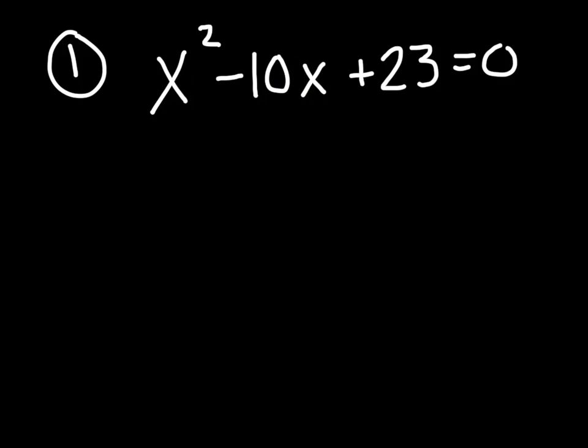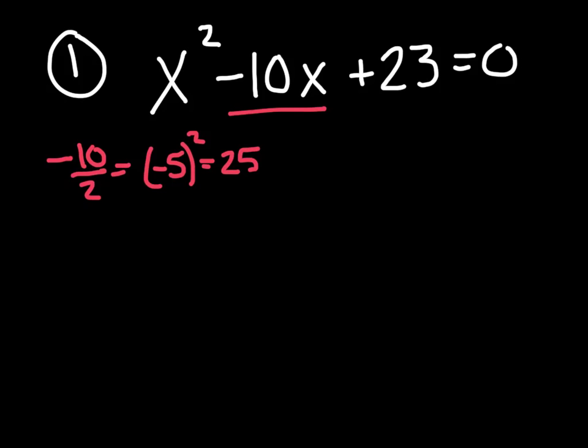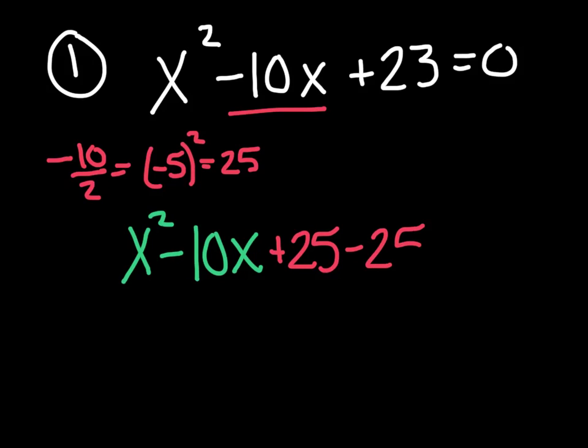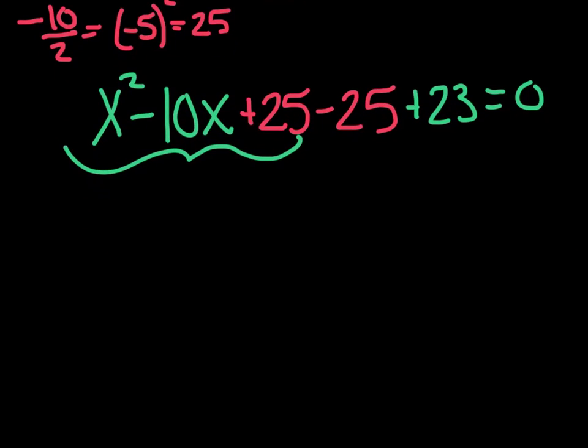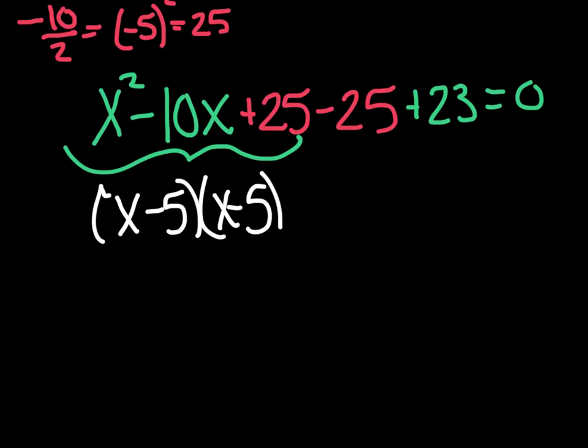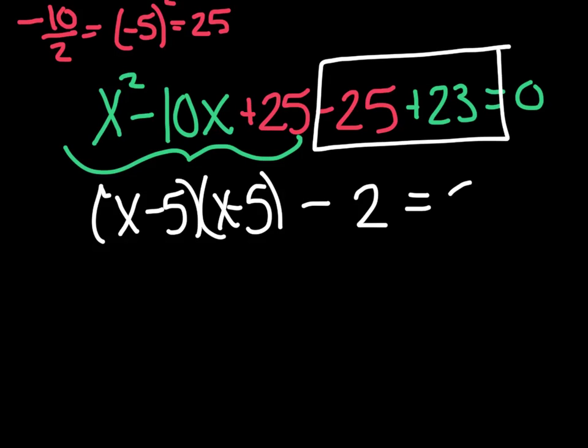So here, we're going to do it the same way. We're going to take that x term and cut it in half. I get negative 5, square it, and you get your 25. So that's what we're going to add and subtract again. So x squared minus 10x, add the 25, subtract the 25, and then we still have our plus 23 equals 0. All right, wrap those first three up. Let's factor those, and that factors to x minus 5 and x minus 5. We'll box these two in and add them together, and that gets me a minus 2 equals 0.